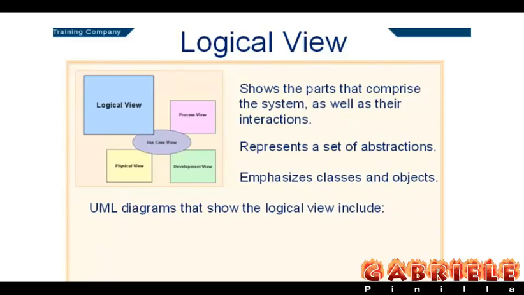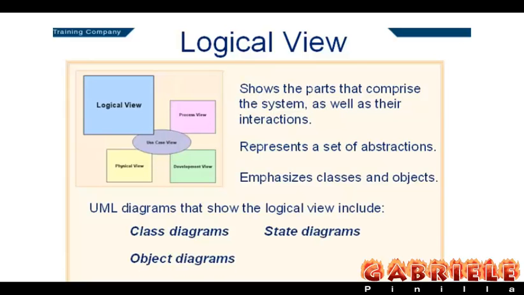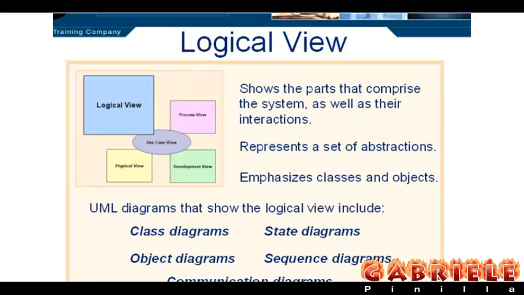UML diagrams that show the logical view include these. Class diagrams, and class diagrams, by the way, are by far the most common kind of UML diagrams, so you'll be seeing and working with these a lot. Also state diagrams, object diagrams, sequence diagrams, and communication diagrams. Each type of diagram has its own set of notations.